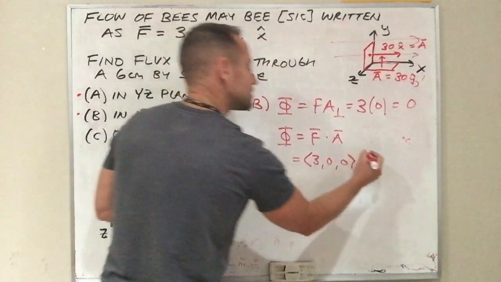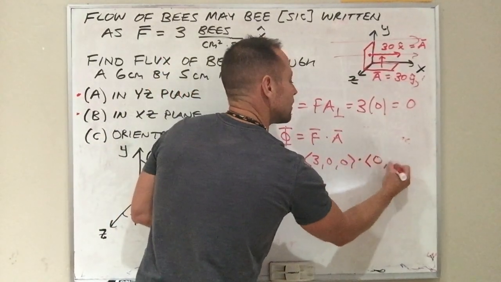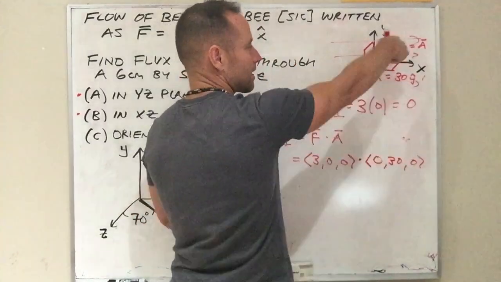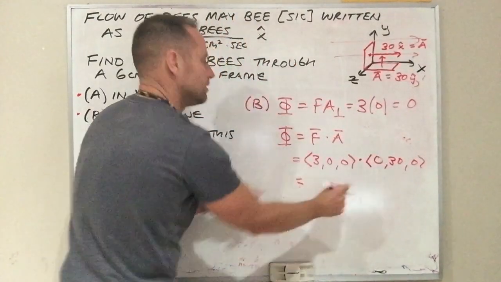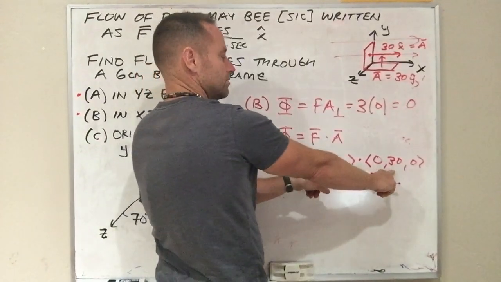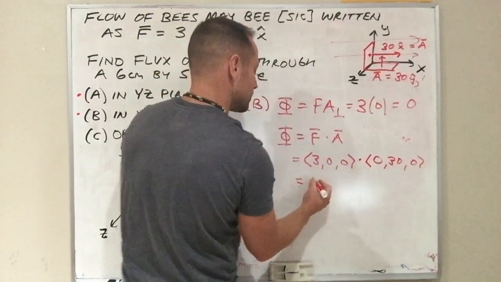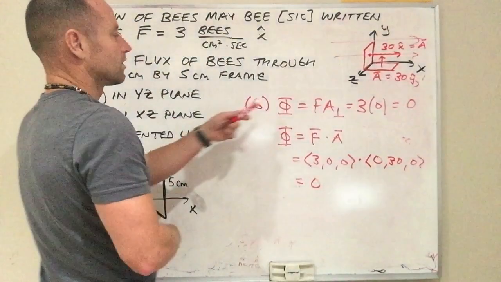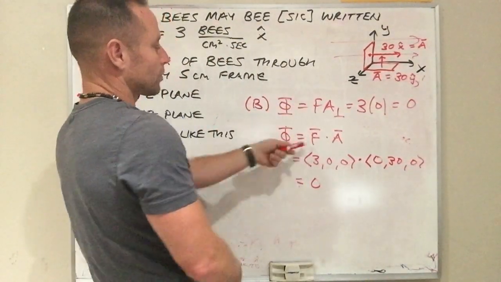So if you dot these vectors together, this would be like 0, 30, 0, or minus 30. Doesn't matter whether it points up or down. You'll see you get 3 times 0, which is 0, plus 0 times 30, which is 0, plus 0 times 0. So again, you get no B's in that case. So that's looking at it either as F Aperp or F dot A.